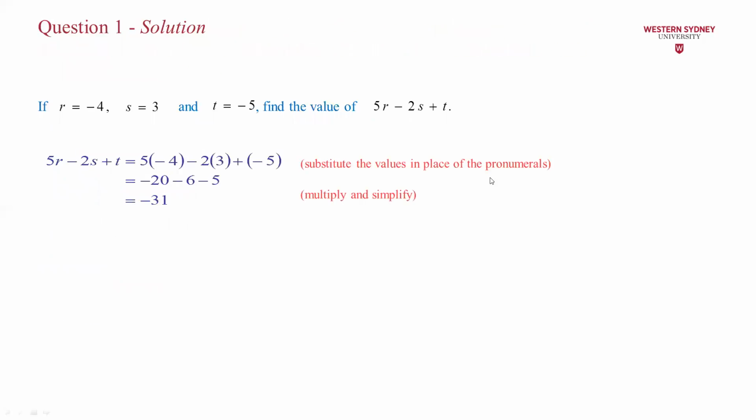Question 1 solution. Substitute minus 4 for R, 3 for S, and minus 5 for T. Be careful with the signs when you multiply. So 5 times minus 4 is minus 20, minus 2 times 3 is minus 6, and positive 1 times minus 5 is equal to minus 5. Adding those together gives us negative 31.